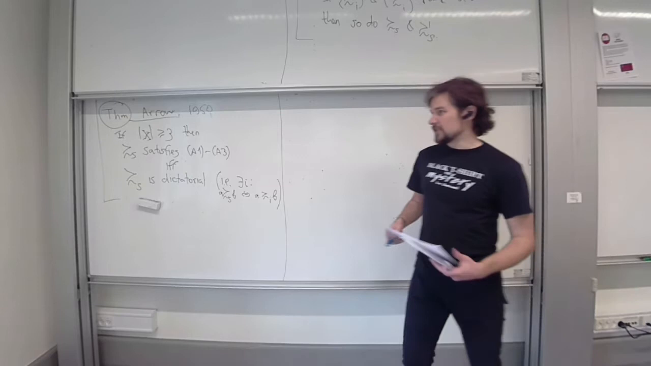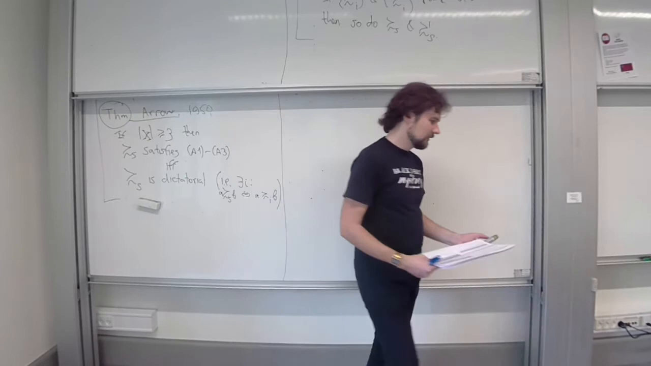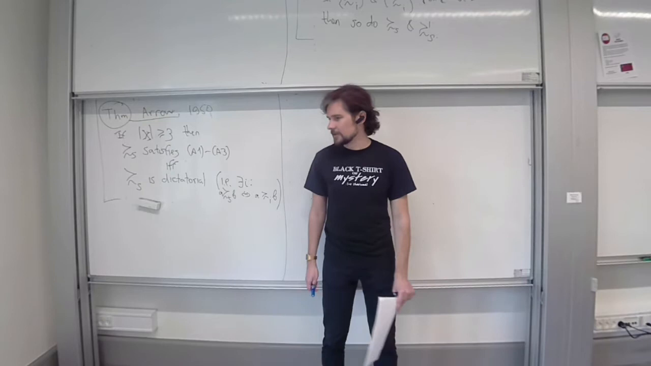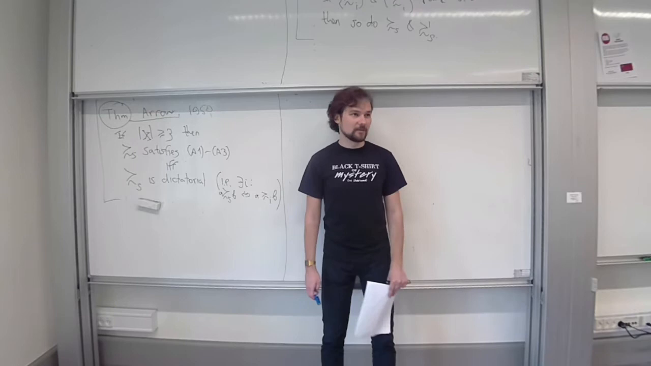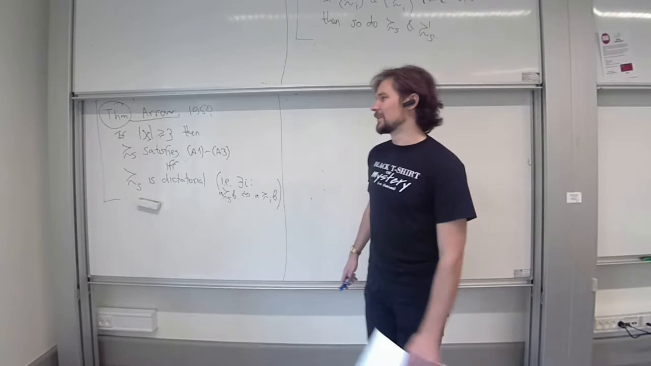Now, the original proof of Arrow in his 1950 thesis, I never read it. I will not pretend that I did. From what I heard from multiple sources, it's 70 pages long. That may or may not be true, but what is true is that it's absolutely impenetrable. It's unreadable at all.